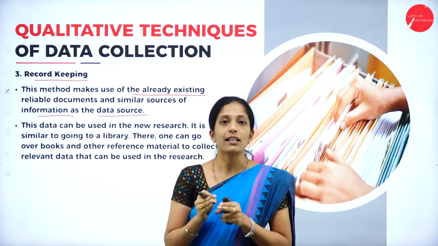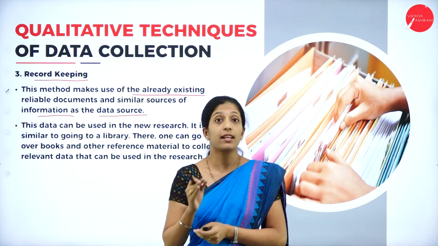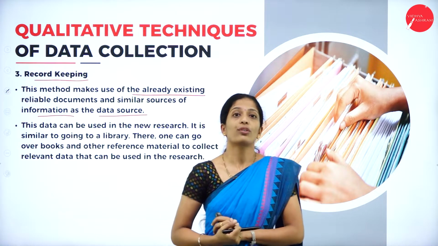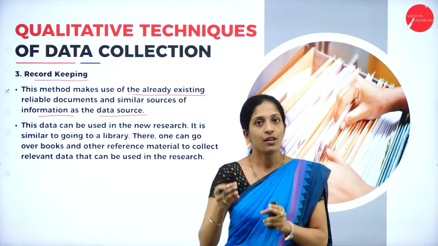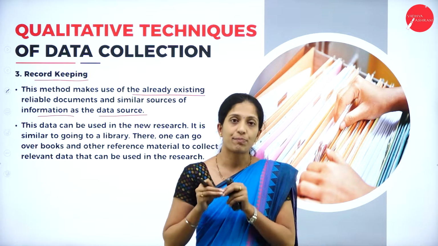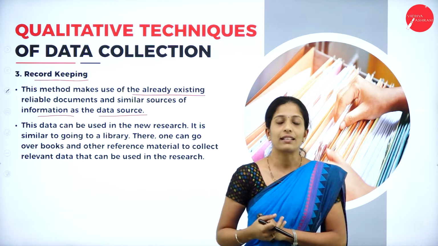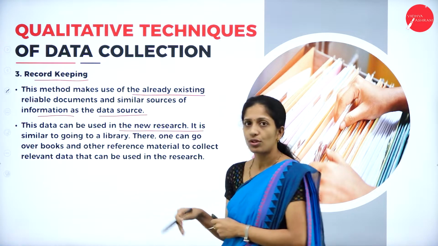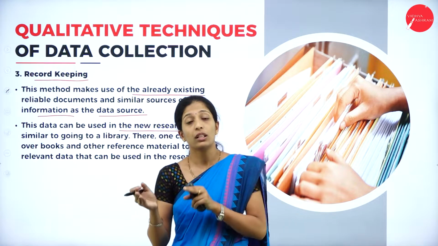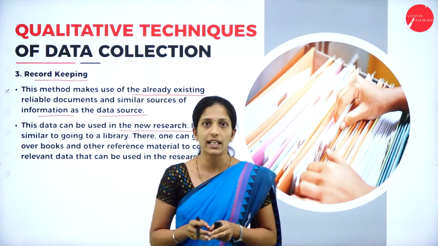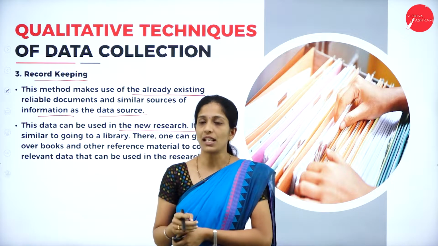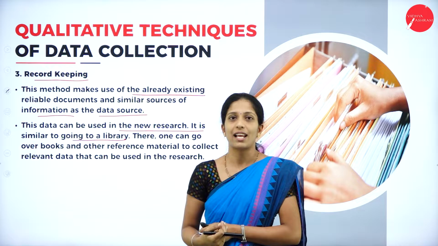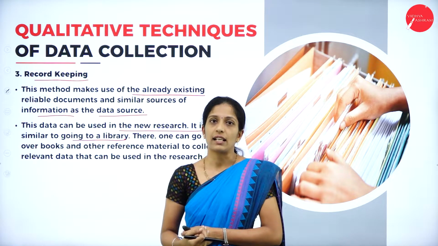The researcher is going to take the information from already collected data. It means what? It is secondary data, where the researcher is not going to collect the data for the first time. It has already been collected and preserved. From there he is going to collect the information. This data can be used in the new research. So while doing new research also, the old information that has already been collected or preserved can be used. It is similar to going to a library and collecting the information.